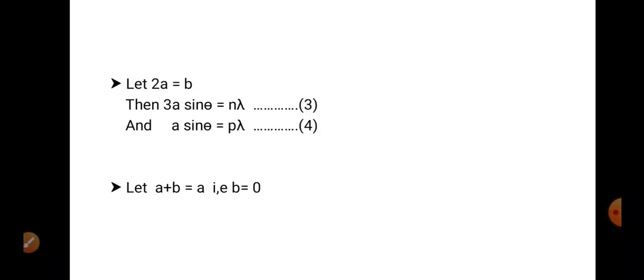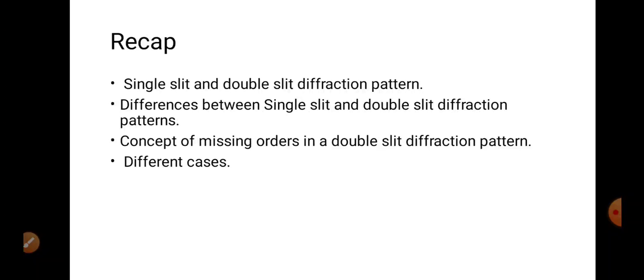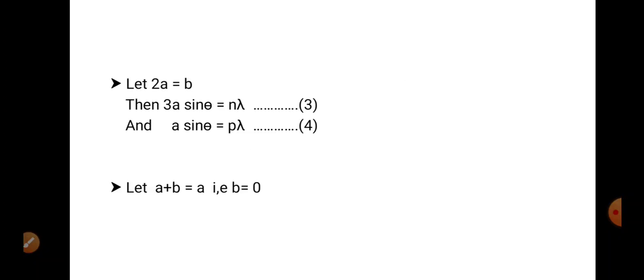So here the two slits join and all the orders of the interference maxima will be missing. The diffraction pattern observed on the screen is similar to that due to single slit diffraction of width 2a. So this is about the main content in the following session.